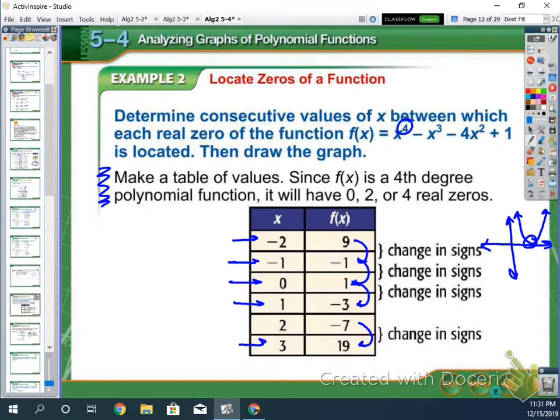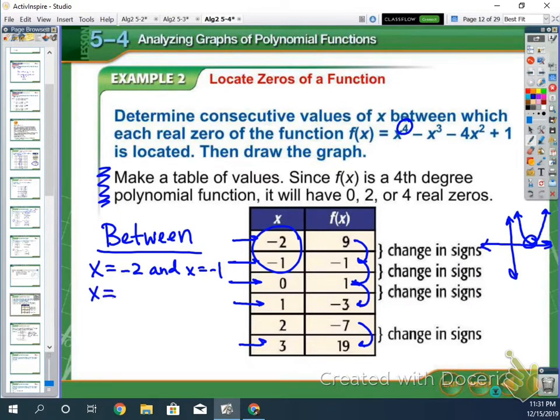But in this case, the way that you could write your answer to this is you could say between, just as sort of a headliner so you don't have to write that word a bunch of times. And you're going to say between x equals -2 and x equals -1, because that's where the first change in signs took place.